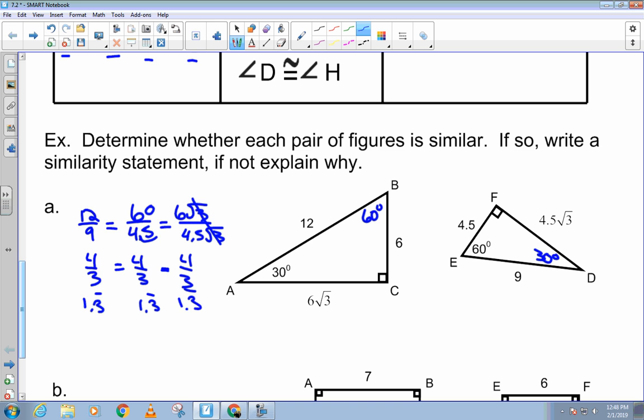Alright, so what can I say about the sides? They're proportional. The angles are congruent. So are they similar? Yes. So when I wrote my similarity statement, if I did triangle ABC, I'd use the similar sign. It's similar to triangle... How would I state the other side? DEF. Okay, so there's my similarity statement.